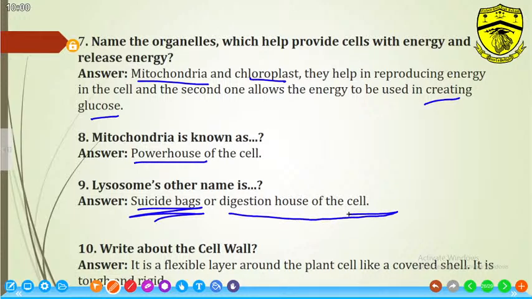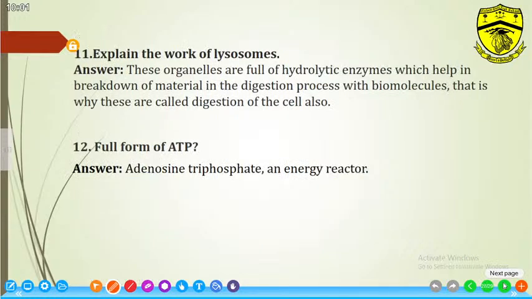And next question, write about the cell wall. It is a layer around the plant cell, covering the outermost part of the plant cell. It helps to maintain rigidity, and it helps with protection. Okay, good. And next one, explain the work of lysosomes. Yeah, you know this topic too.